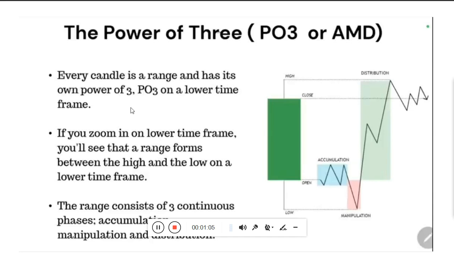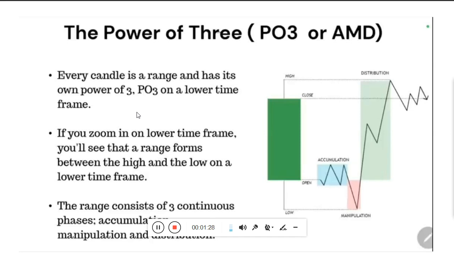Power of three on the lower time frame, in the sense that if you look at the candlestick, the particular time frame you are looking at has its own power of three. The 1 hour has its own power of three. The 4 hours has its own power of three. The daily time frame has its own power of three. The daily candle, the weekly candle, even the monthly candle has its own power of three.